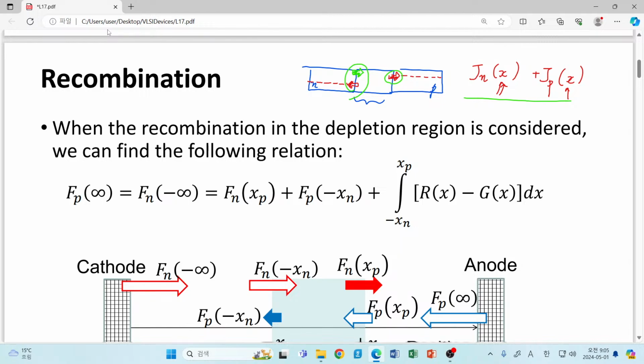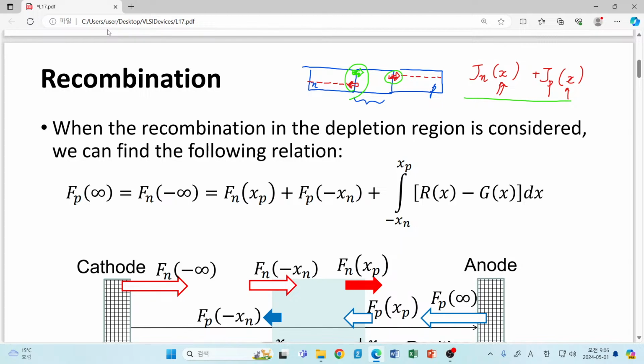So maybe you feel it has some weakness in our theory. We have assumed that the flux does not change inside this space charge region. Then how can we justify ourselves? Actually, we cannot. So we have to introduce additional things. So today we will do such a thing.